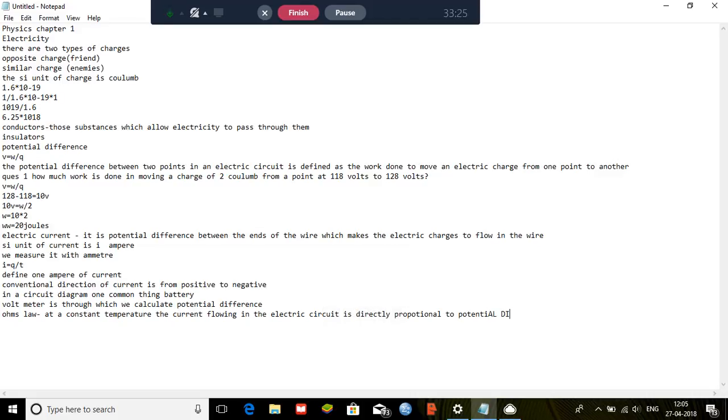So a question can come in 1 mark also, and actually as a part of a 5 mark question: state Ohm's law. A simple thing is that at a constant temperature the current flowing in the electric circuit is directly proportional to the potential difference.